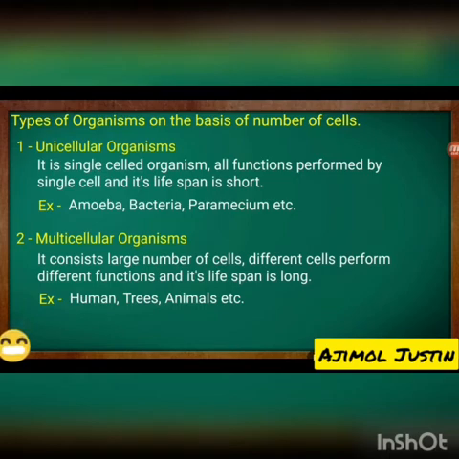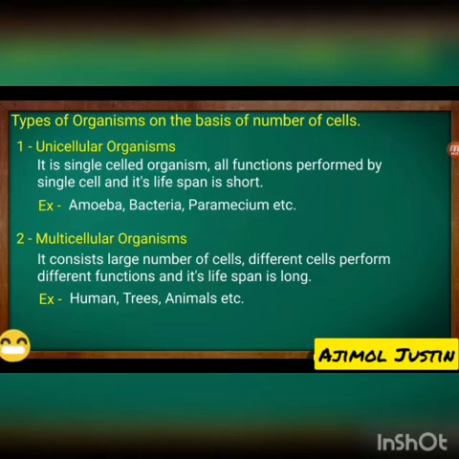So all the digestion or excretion, whatever process is taking place in that organism, takes place in that single cell only, and its lifespan is very short. For example, amoeba. Amoeba you might have learned in your earlier classes. Amoeba is a single-celled organism. Bacteria and paramecium, these are all single-celled organisms, and these are called unicellular organisms.